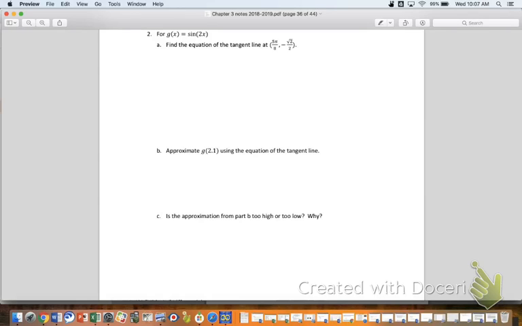All right, so this time your function is g of x equals sine of 2x. Please note that that is a composite function. It'll make a difference as you go through this. Part A, find the equation of the tangent line at that point of tangency. Part B, approximate g of 2.1. And somewhere in there, the calculator will come into play, and I'm okay with that. But then C is really the new thing. Is your approximation too high or too low? And why?